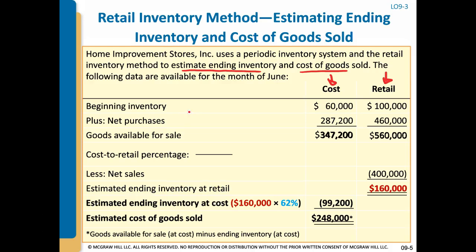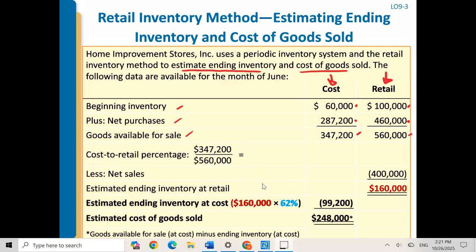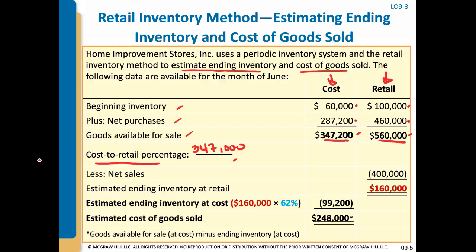We're going to go through our formula, meaning beginning inventory plus net purchases equals goods available for sale. So we have our beginning inventory at cost, and what we think we'll be able to sell it for, from the prior year, plus our current year purchases at cost, plus what we think we'll sell it for, equals our goods available for sale at cost versus retail. So what we're going to do then is calculate a cost to retail percentage. We take our goods available for sale at cost right here, divided by our goods available for sale at retail price, 560,000, and that's going to give us 62%.